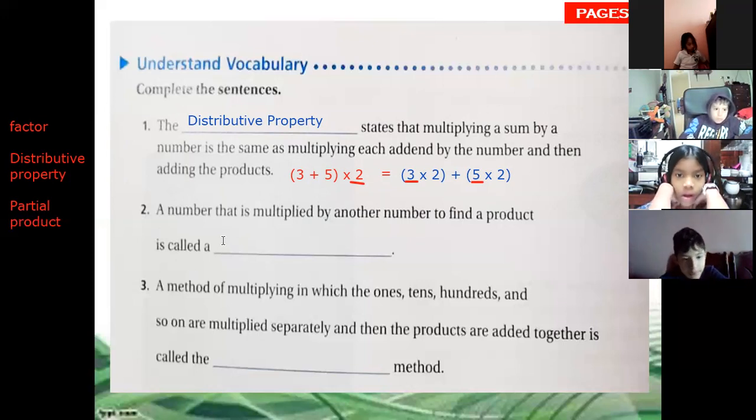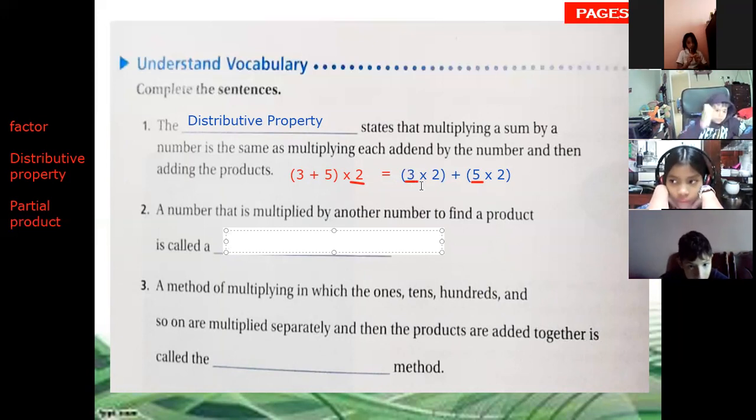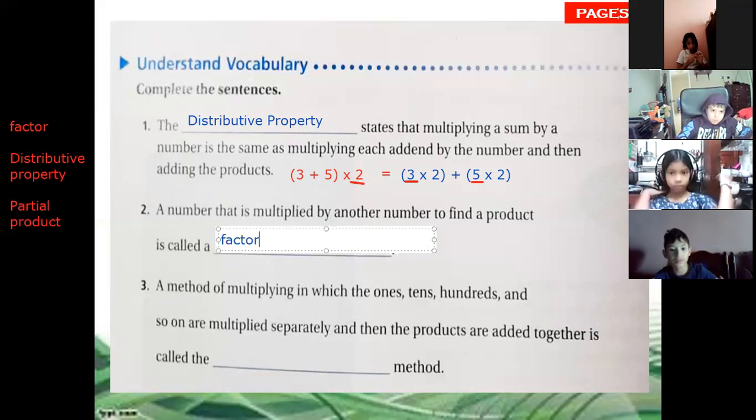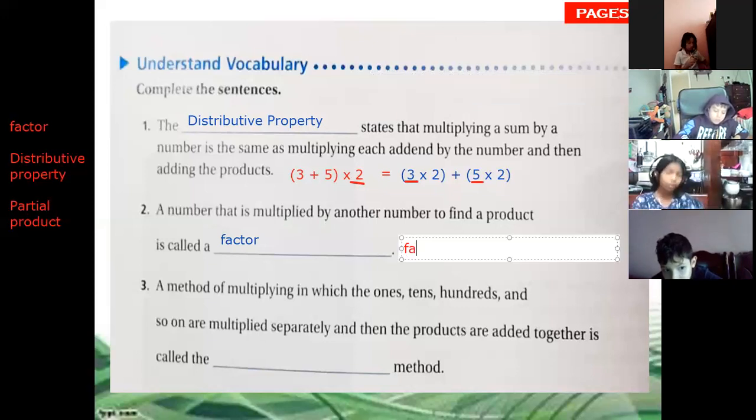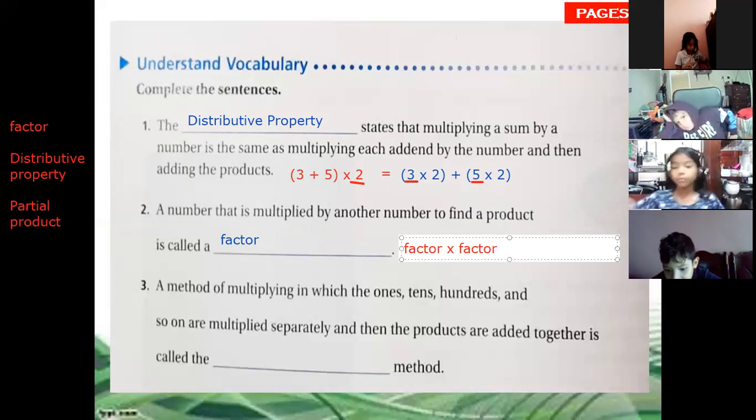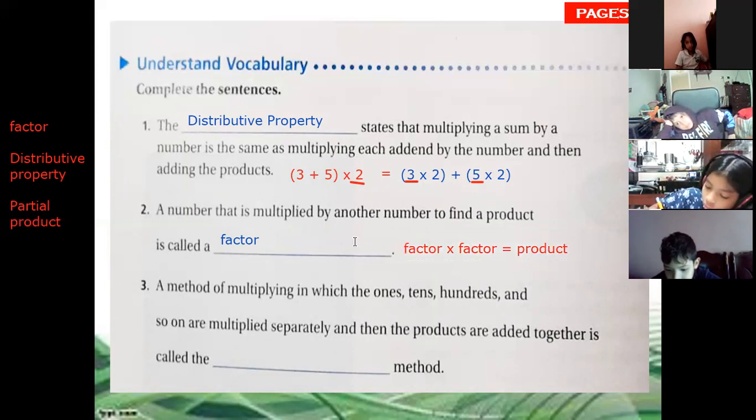Number 2, a number that is multiplied by another number to find a product is called a factor, exactly. 3 in this multiplication, 3 is a factor. Times 2, 2 is another factor. So the parts of a multiplication are factor times factor equals product. Each number in a multiplication is a factor.